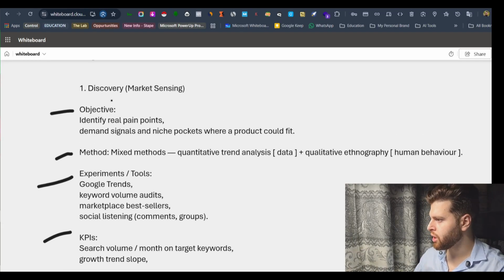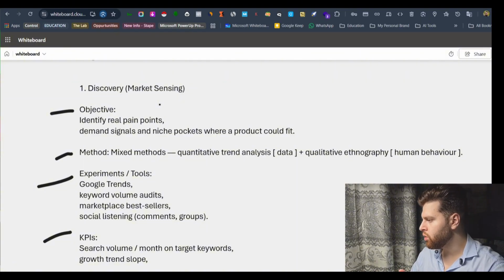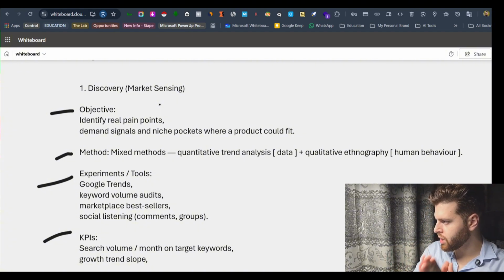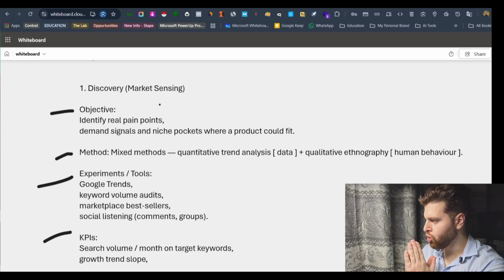The first one is objective. In the discovery or market sensing, objective means identifying a real pain point. Please don't start with a blurry vision. Identify the problem. My product does this. My product helps people complete the sentence. Don't just go blurry. You need a clear pain point where you're actually solving a very specific problem people are having.